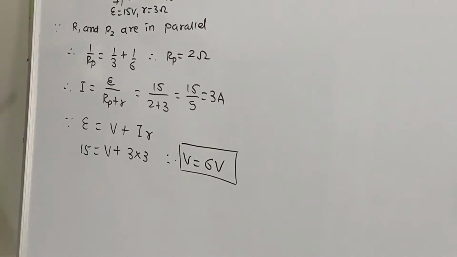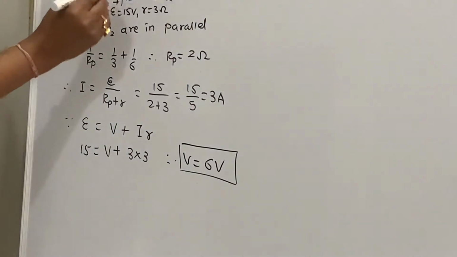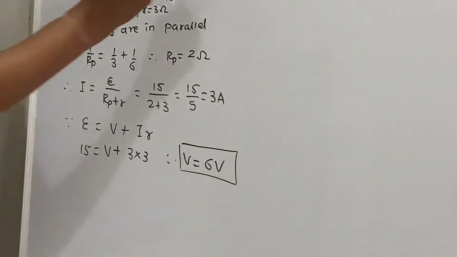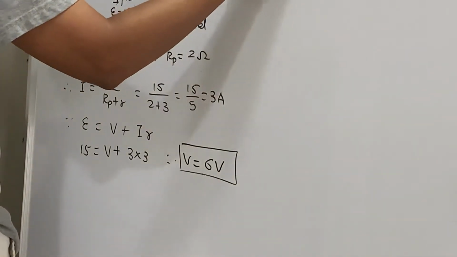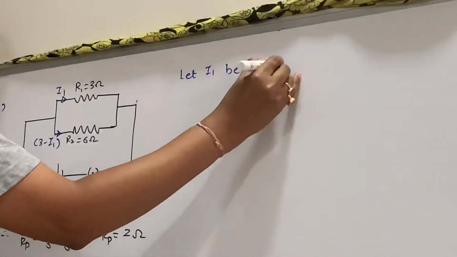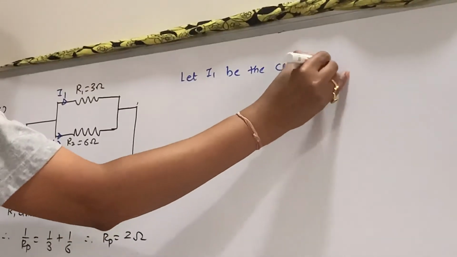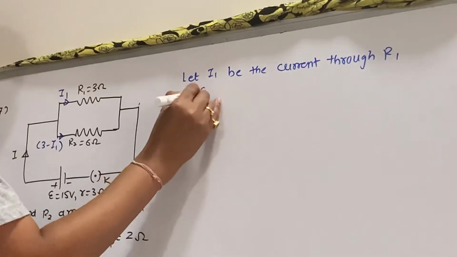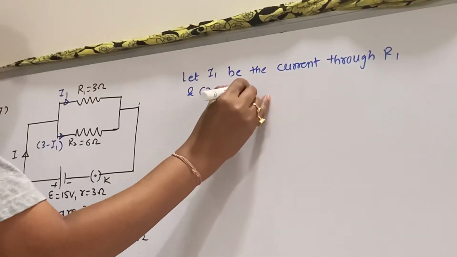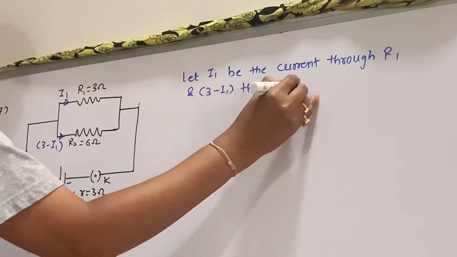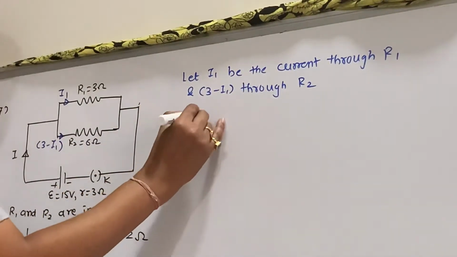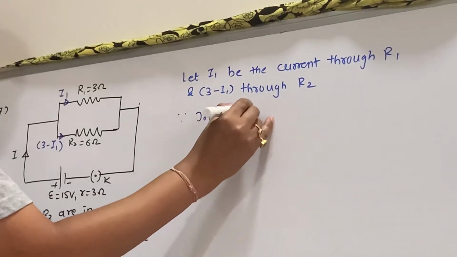They want the current in each. So we write here, let the current through this be I1. So the remaining current will be 3 minus I1. So we write here, let I1 be the current through R1 and 3 minus I1 through R2.